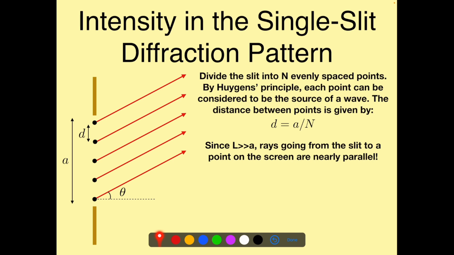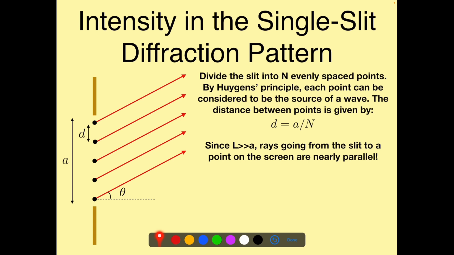Now, here's the thing to remember about the different distances involved in this problem. L represents the distance between the slit screen over here and the viewing screen where we project the light onto. The viewing screen is not even shown in this diagram, but L is that distance. And typically L will be a meter or maybe even a few meters. That's the basic order of magnitude for L.